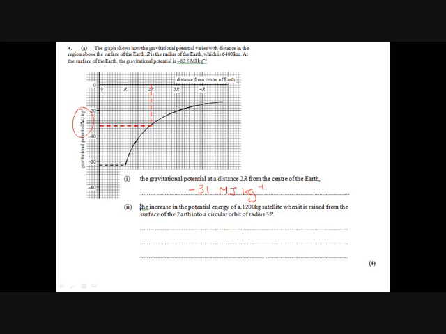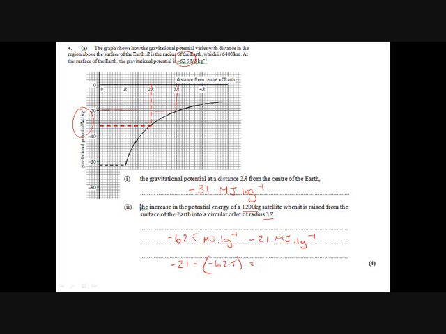Now the increase in potential energy of a 1200 kilogram satellite raised from the surface to 3r. We've got to be careful here. They've asked us for this 2r and then they haven't asked us to use it down here. So we're going from the surface, which actually tells us down here is minus 62.5. So we're going from minus 62.5 megajoules per kilogram, let's just put the units there just to be safe, to 3r. And here's 3r. So 3r goes across to about minus 21 megajoules per kilogram. So the difference, to be strictly correct, is where we're going to take away where we came from.